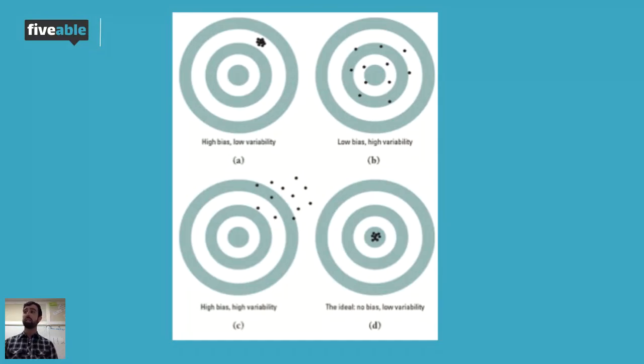B is low bias and high variability. C is high bias, high variability. Again, variability is, do you consistently hit the same spot every time, or are you scattered all over the place? And the ideal is right in the middle, where you have no bias, meaning every time you sample, you get a statistic that is true to the parameter, and low variability, meaning your samples don't vary far away from each other.